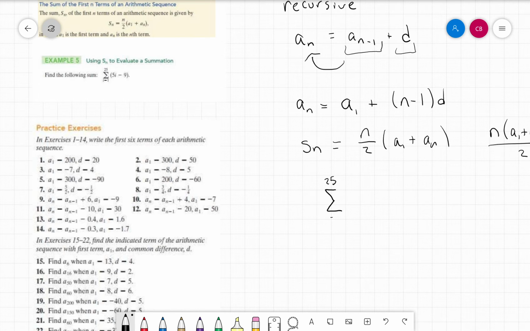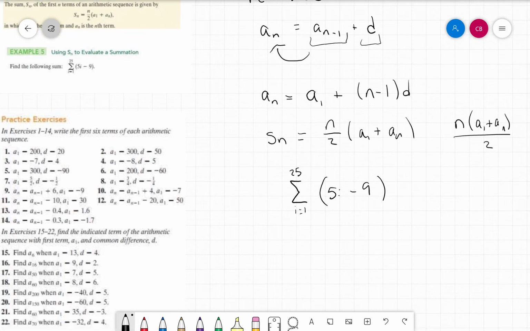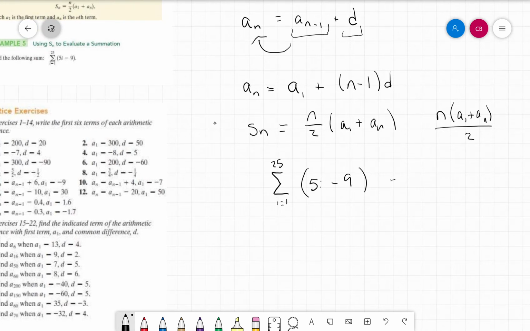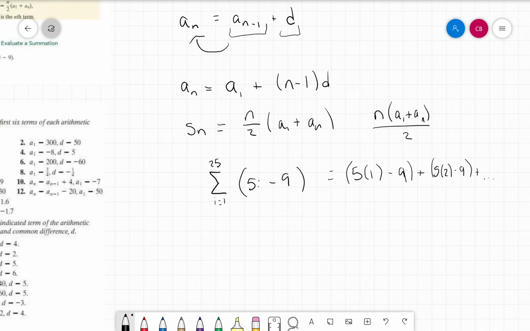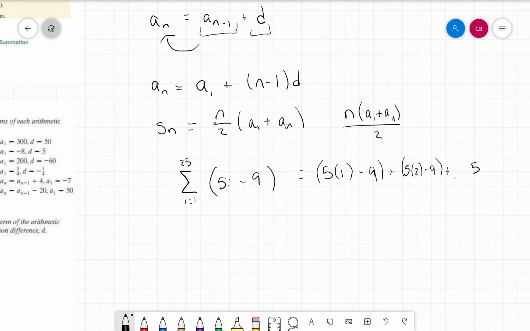And then we have a summation from i equals 1 to 25 of 5i minus 9. Now, remember in the last video what I did was I wrote this out. Well, you don't want to write 5 times 1 minus 9 plus 5 times 2 minus 9 and keep going, because you're going to have to do that 25 times.